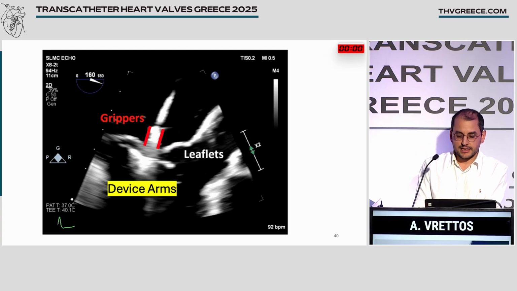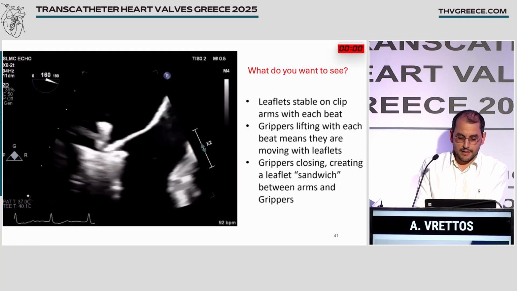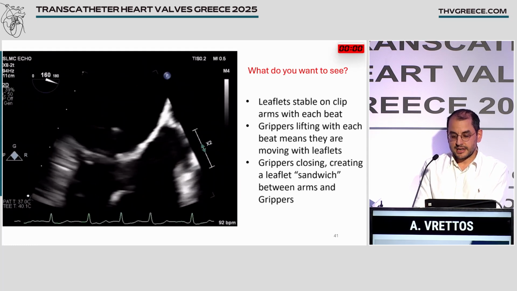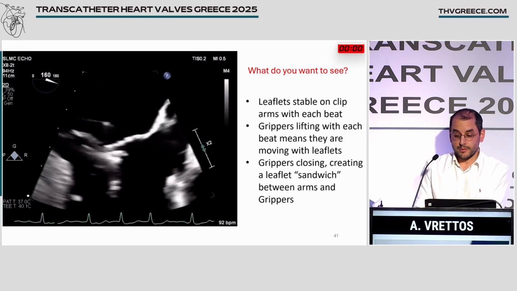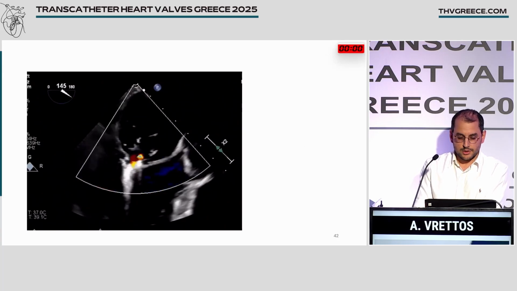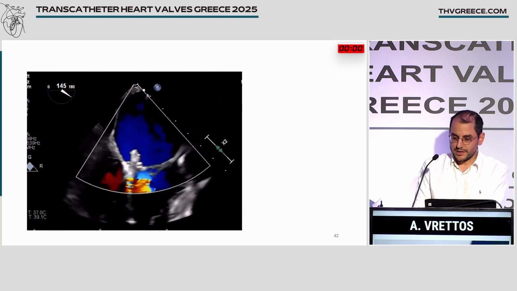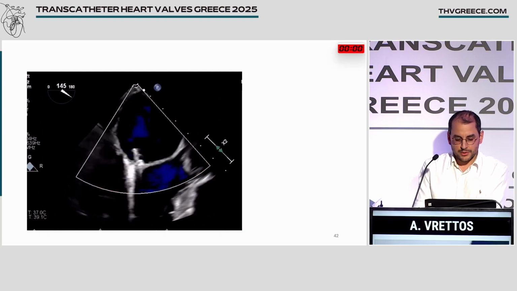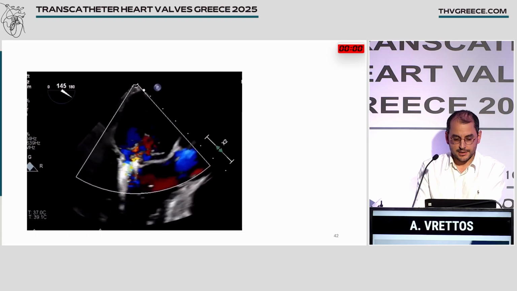And then you probably switch to 2D and advance the device. You want to see the leaflets lying on the device arms. And then you lower the grippers. You want to see the grippers lifting with each beat, meaning that they are moving with the leaflets. I move forward because I think we don't have enough time left. And then as you close the arms, you want to see the MR getting less.